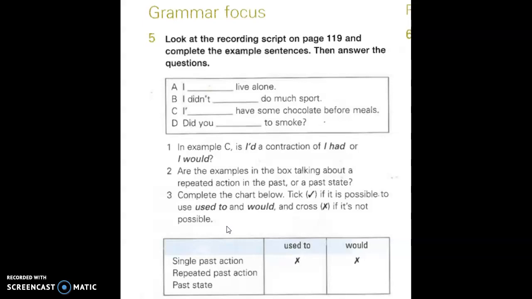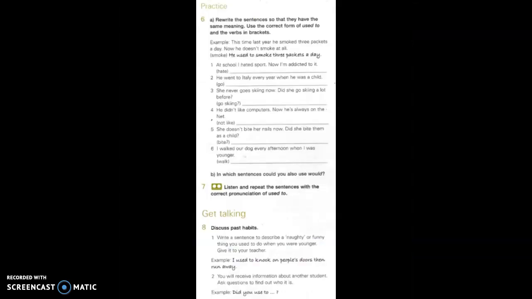You're going to need to focus on pronunciation as well. Used to, the week 2 is tricky. With would, we usually contract it. So there's quite a lot of work to be done here on meaning, form and pronunciation. Make the students do as much of it as you possibly can.